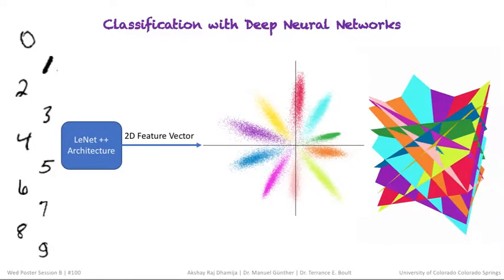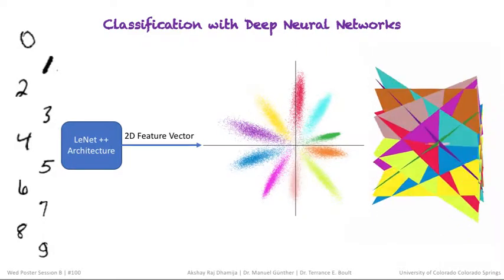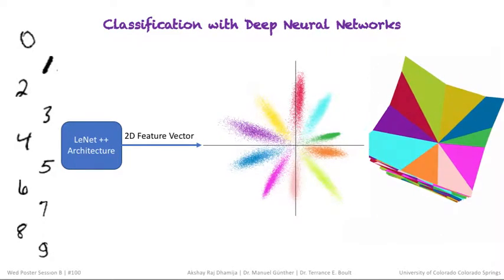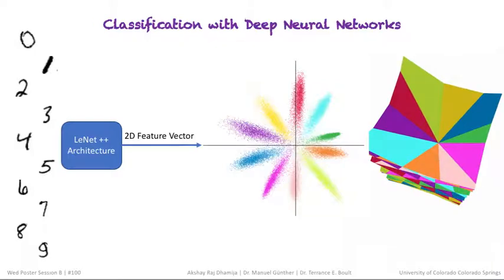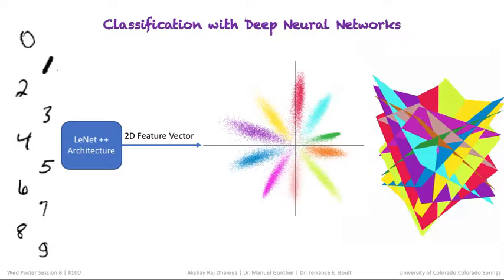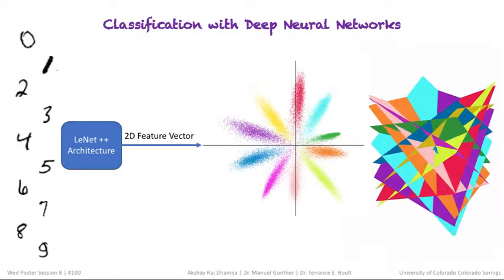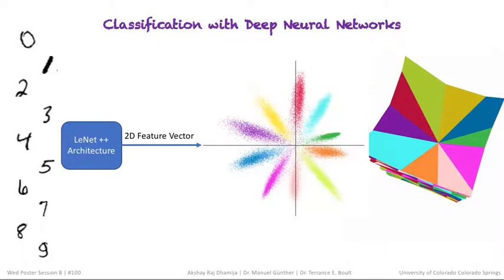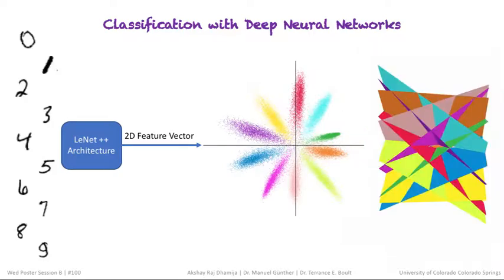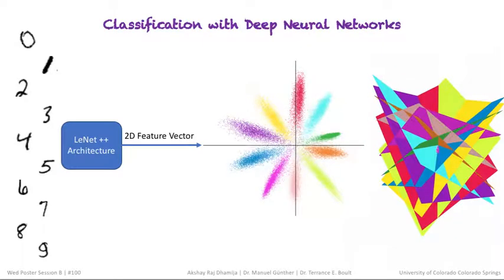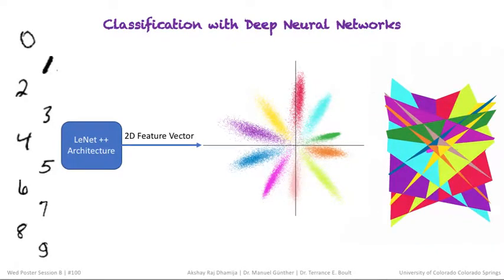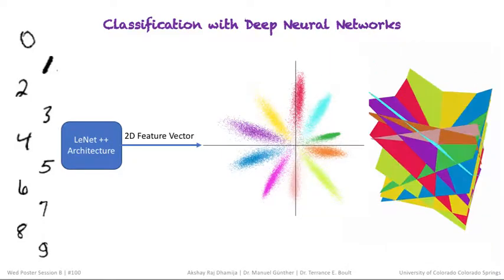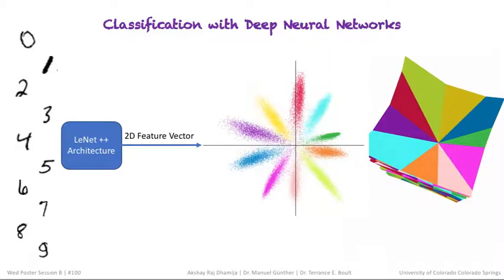The aim is to classify the 10 digits on the left. We use the LeNet++ network architecture that allows us to produce a two-dimensional deep feature representation of the input images. Each dot signifies a unique sample, with the color signifying the digit it belongs to. In order to separate these feature representations, a deep network uses a fully connected layer represented by the 10 planes on the right.